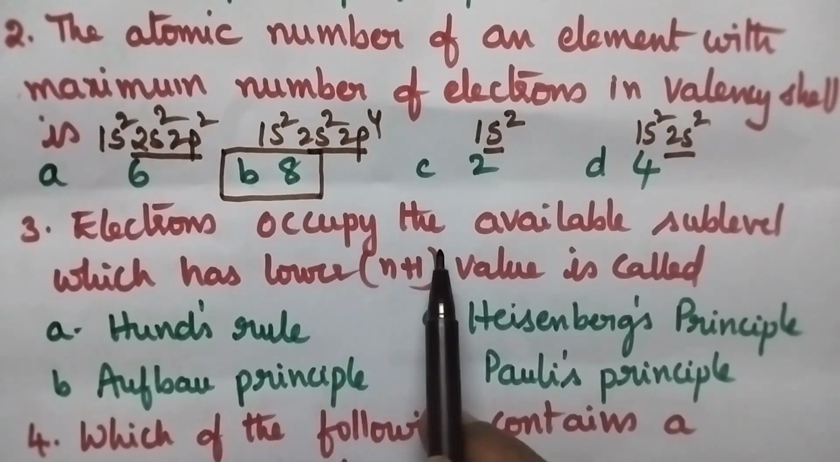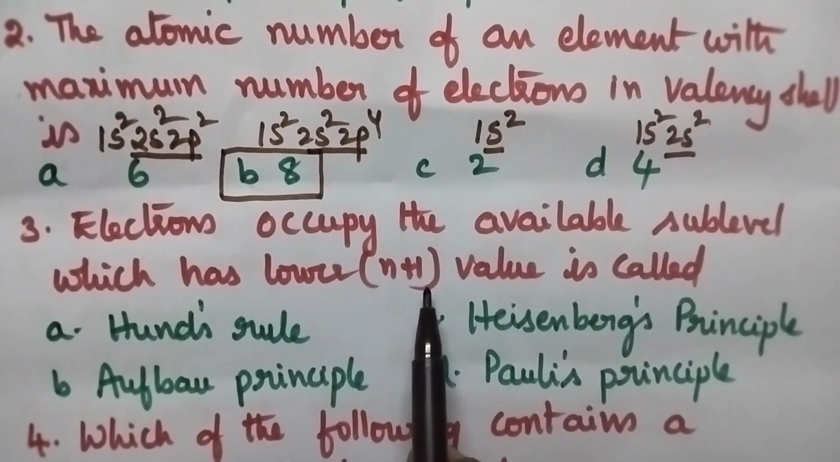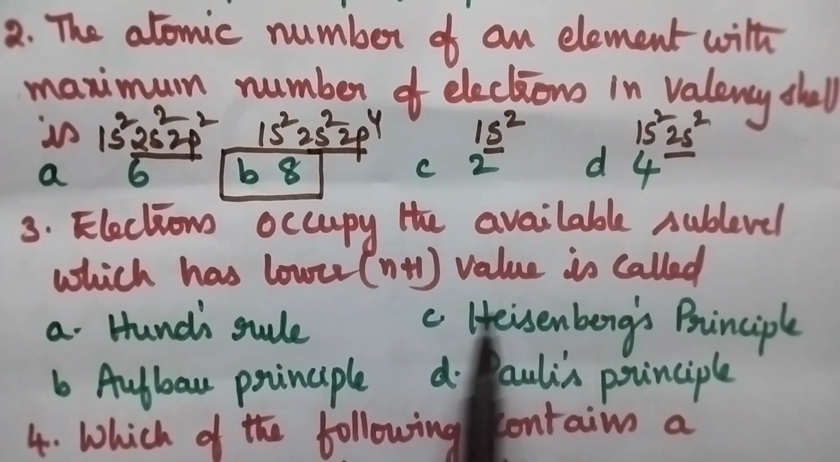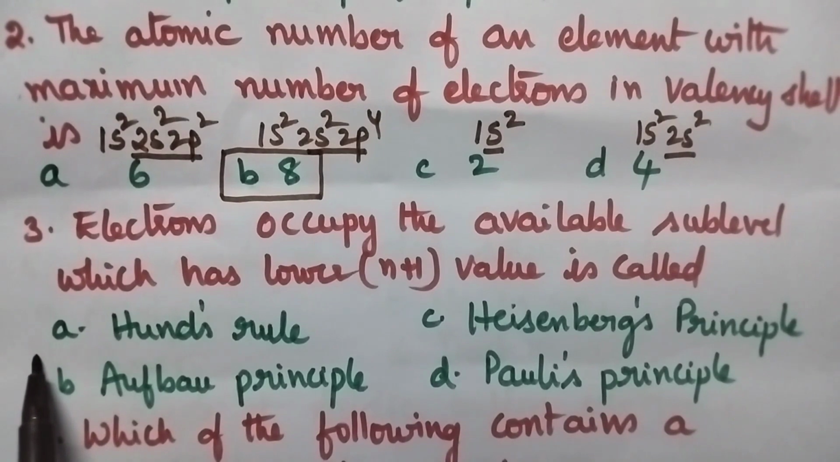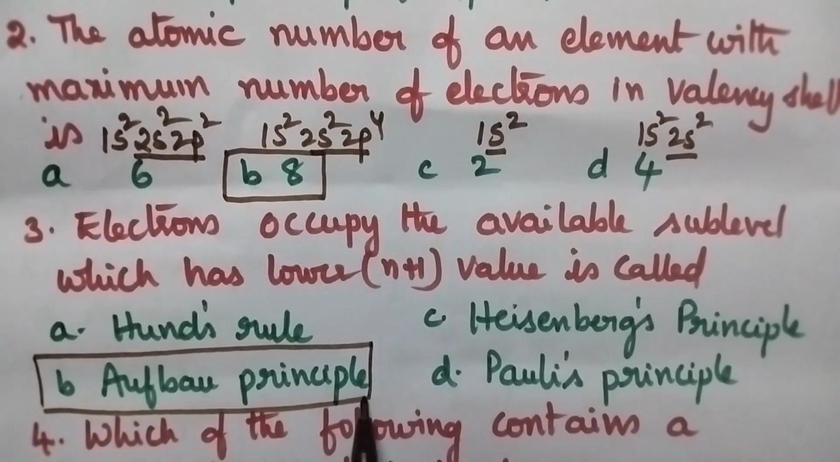Electrons occupy the available subshell which has lower n plus l value. This is called: A, Hund's rule; B, Aufbau principle; C, Heisenberg's principle; D, Pauli's principle. The electrons are filled in the subshells according to lower energy, that is n plus l value, and this is called Aufbau's principle.